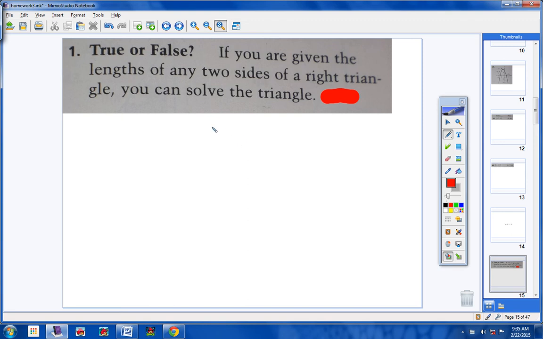Well, what you were taught in class is you need to be given at least two parts. And at least one of those needs to be a side. So, were you given at least two parts? Yes, you were. Was at least one of those parts a side? Yes. So that's true, definitely. Listen, students, anytime you're given two parts of a right triangle, not including the right angle, of course, and one of those parts is a side, then you're good, okay?